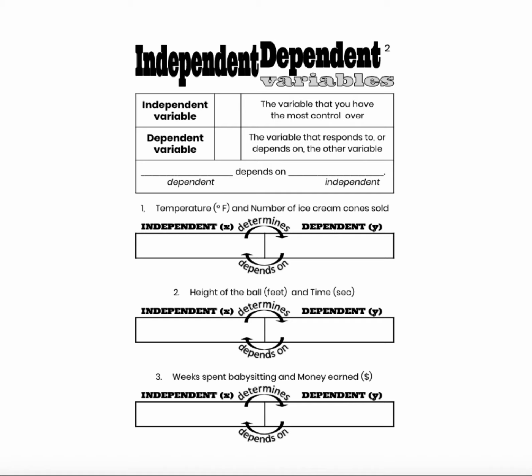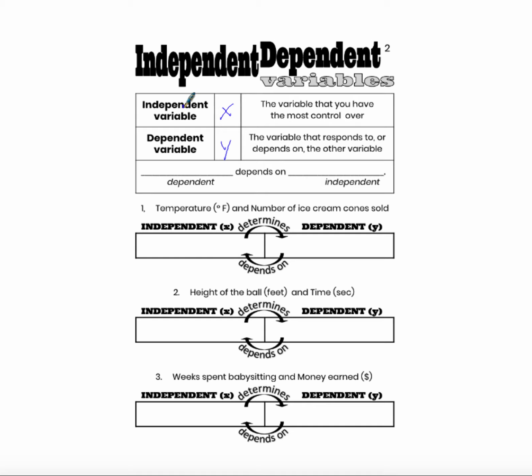Generally, when we ask you to write an equation to represent a situation, you have to first define your variables. To define your variables, you need to decide which variable is independent and which variable is dependent. My independent variable will always be my x. My dependent variable will be my y.